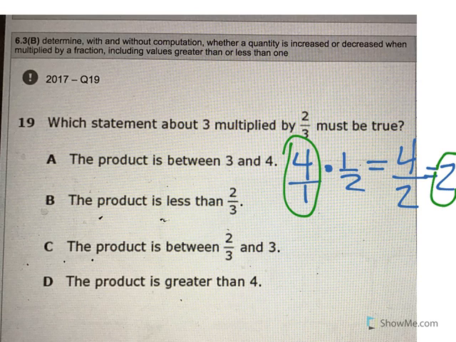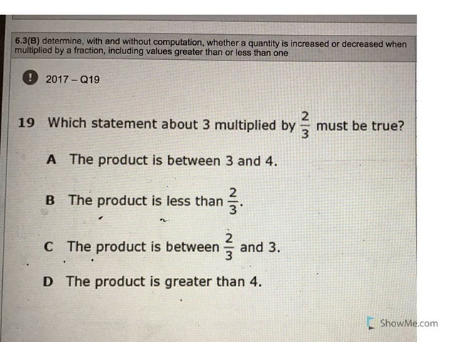Now this holds true for any fraction. Any number less than 1, and we're not dealing with negative numbers, but any number less than 1, if I multiply 3 times it, my product is going to be less than 3. So let's look at our answer choices. If it's less than 3, it can't be A, because my product is not going to be in between 3 and 4. Now, what about D? The product is greater than 4. It's not going to get bigger.